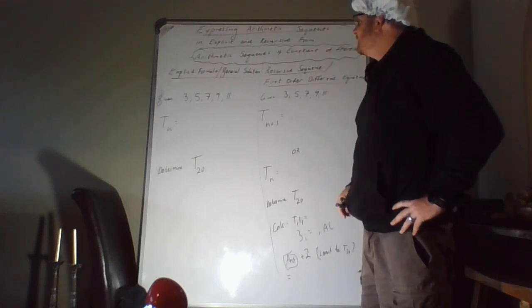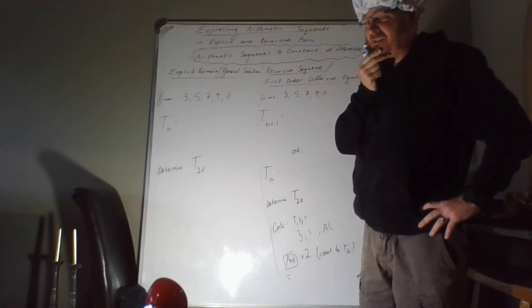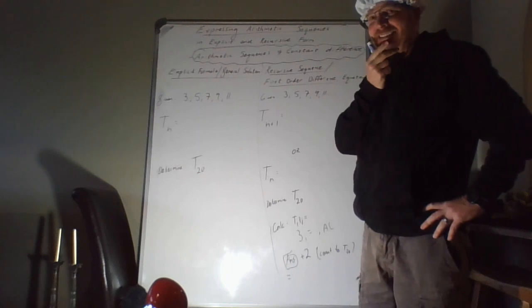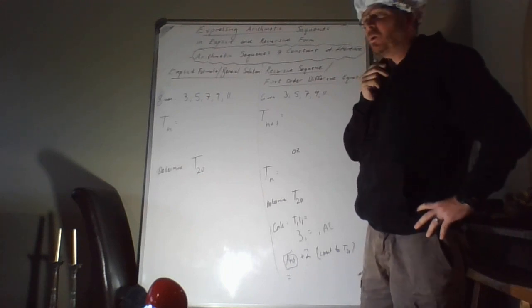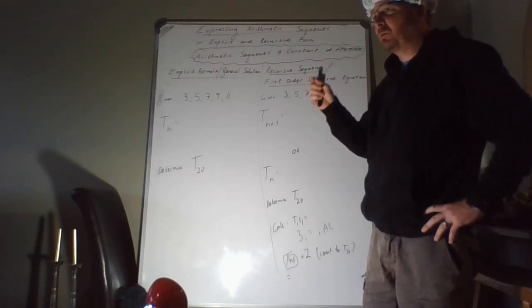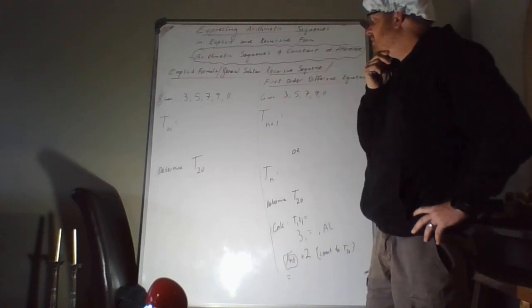Expressing arithmetic sequences. Okay, so we're going to look at a specific type of sequence. We're going to look at arithmetic sequences. You should have come across arithmetic sequences before in core. Arithmetic sequences have a constant fixed difference between each term. So an arithmetic sequence has a constant difference.